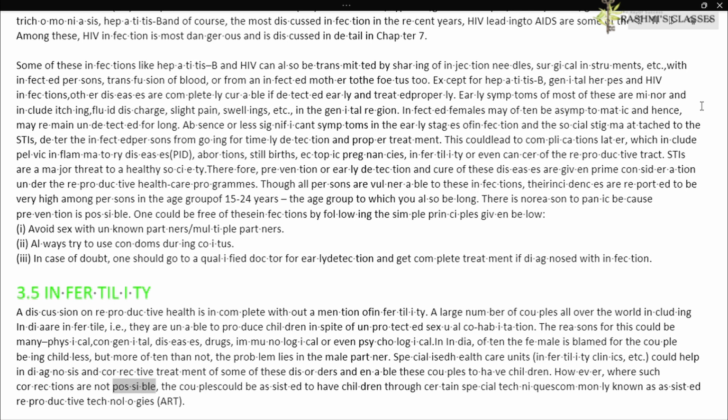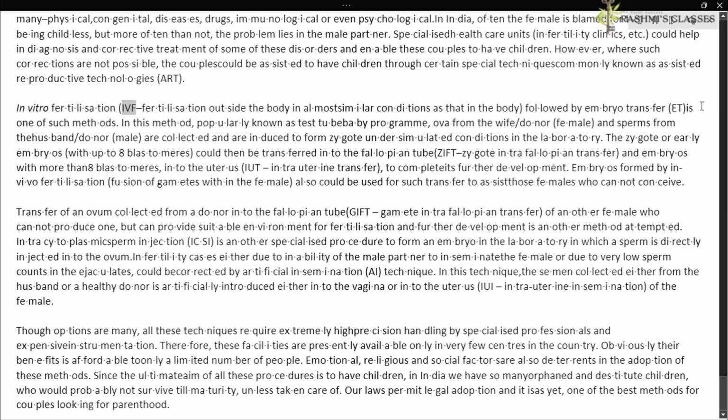However, where such corrections are not possible, the couples could be assisted to have children through certain special techniques commonly known as assisted reproductive technologies, ART. In vitro fertilization, IVF, fertilization outside the body in almost similar conditions as that in the body, followed by embryo transfer, ET, is one of such methods. In this method, popularly known as test tube baby program, ova from the wife or donor female, and sperms from the husband or donor male, are collected and are induced to form zygote under simulated conditions in the laboratory. The zygote or early embryos, with up to 8 blastomeres, could then be transferred into the fallopian tube, ZIFT, zygote intrafallopian transfer, and embryos with more than 8 blastomeres, into the uterus, IUT, intrauterine transfer, to complete its further development.